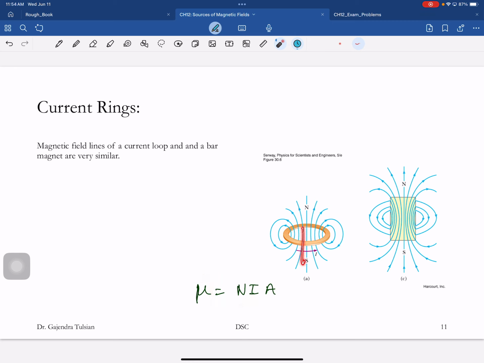You can change the direction of it. Here it's the north pole. You reverse the direction of the current and this becomes the north pole. Yeah? And when you don't want the magnet anymore, you can just turn off the current. Okay? So these guys are very useful.